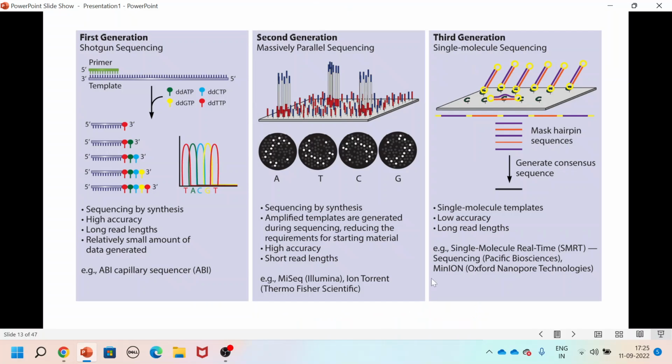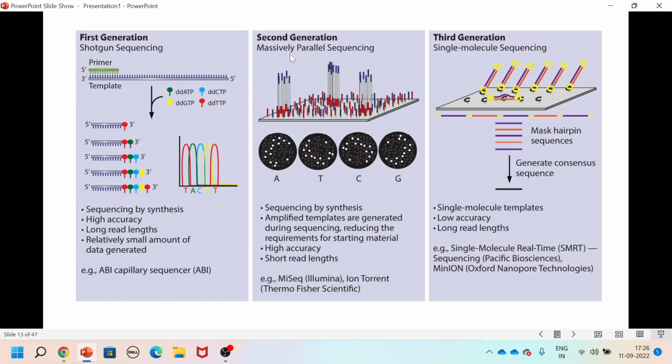So this is just a brief classification of the different sequencing techniques in three generations: first generation, second generation, and third generation. First generation involves shotgun sequencing, Maxam Gilbert sequencing, and Sanger sequencing. In this, the sequencing is usually done by synthesis, based on the principle of normal DNA replication. It has high accuracy, long read length, and a relatively small amount of data is generated. For example, the ABI capillary sequencers.